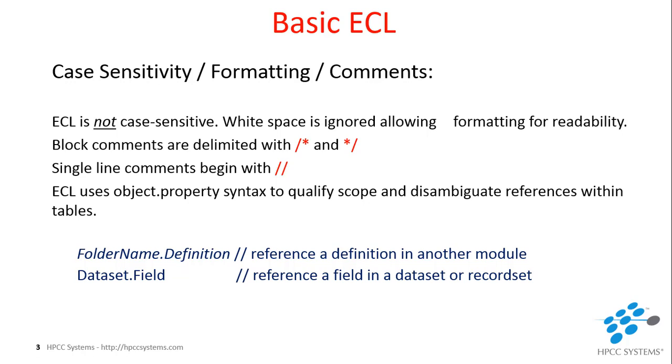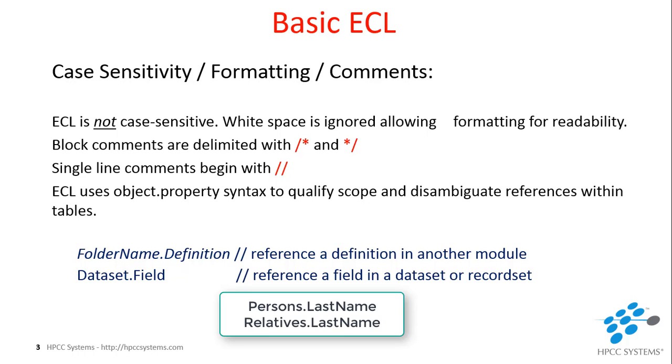Finally, ECL uses object.property syntax to qualify scope and disambiguate references within tables. Now, we could have a last name that is stored in many different data files across the cluster. So I might have a last name that's associated with a relatives file. I might have a last name that's associated with a persons file. So to disambiguate between the two, I simply need to say persons.lastname or relatives.lastname.